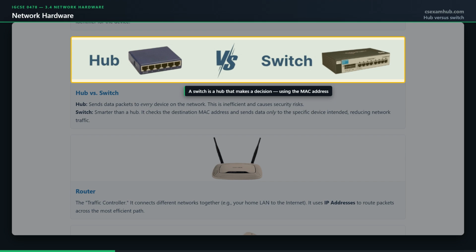A switch does decide. It reads the destination MAC address on each frame and forwards it only to the device that address belongs to. Less traffic, fewer collisions, and other devices never see data that was not meant for them. So a switch is not a faster hub. It is a hub that makes a decision, and the decision is based on the MAC address. That last detail is the mark.